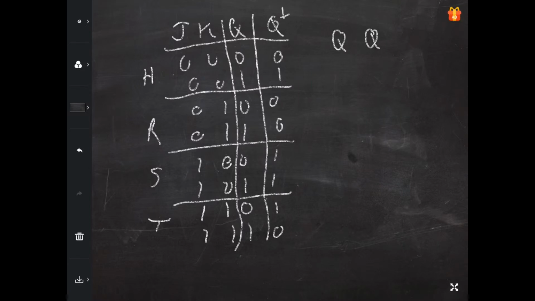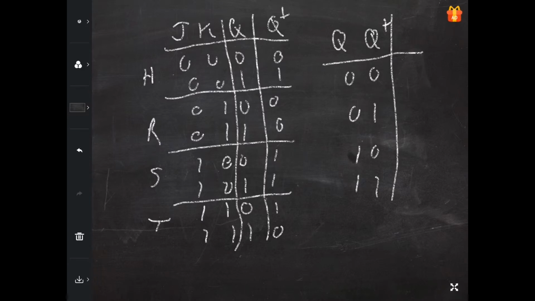Now we do the excitation table. We write out the present state and the next state in all possible combinations, just counting in binary. Now what we've got to do is figure out what the inputs should be on J and K in order to create the transition from 0 to 0. And we see there's two ways to do that.